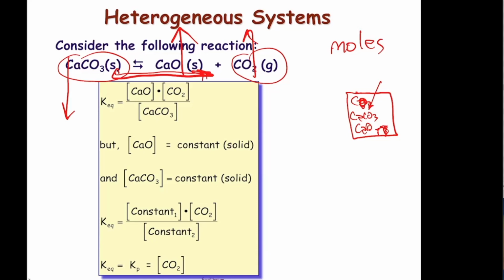Okay, when it's going in the forward direction, the moles for the product will go up, the moles for the reactant will go down. When it's moving in the reverse direction, the moles of the reactant will go up, the moles of the product will go down.